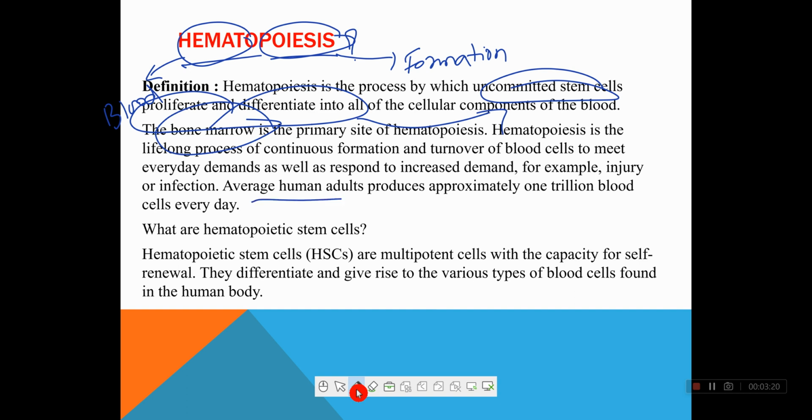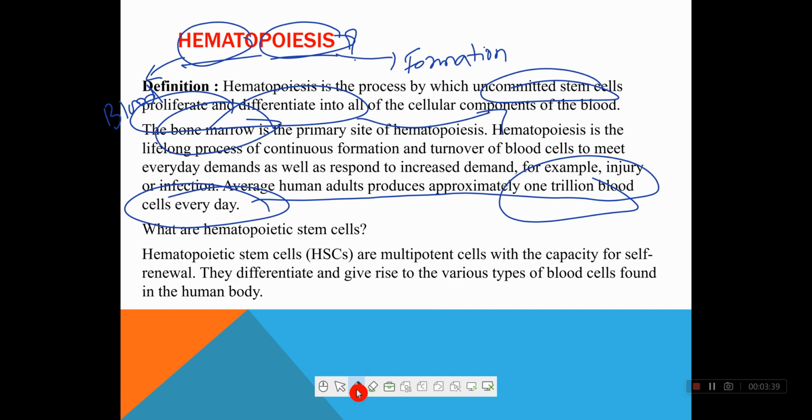Alright, an average human adult produces approximately 1 trillion blood cells every day. If we talk about an average human, it produces approximately 1 trillion blood cells every day. All the three kinds of blood cells.